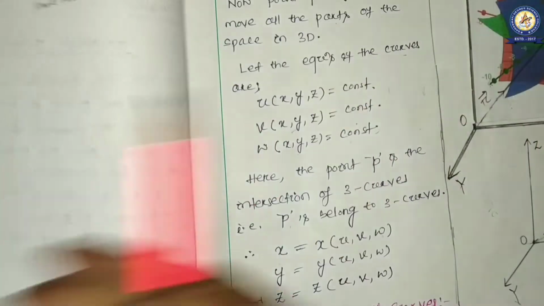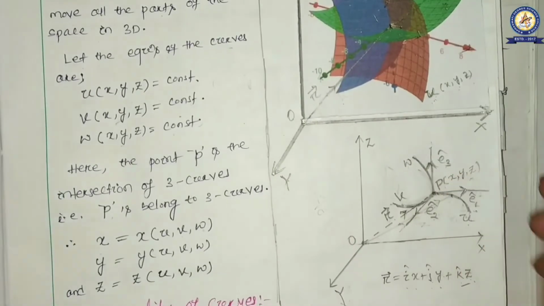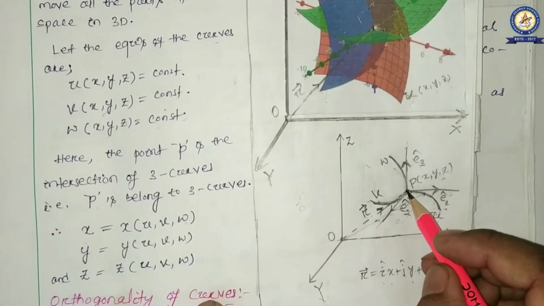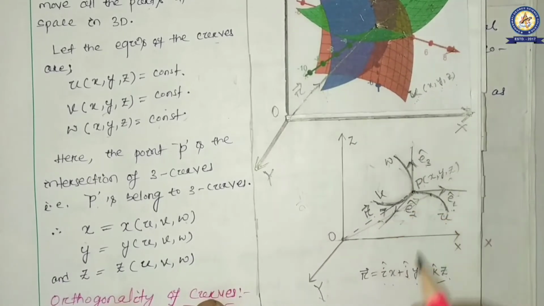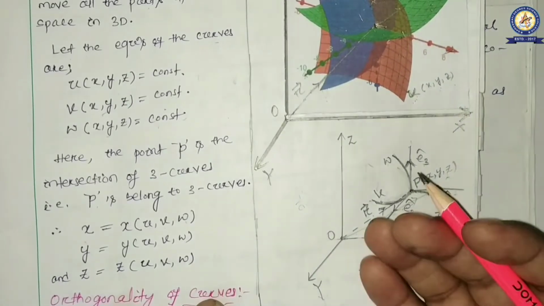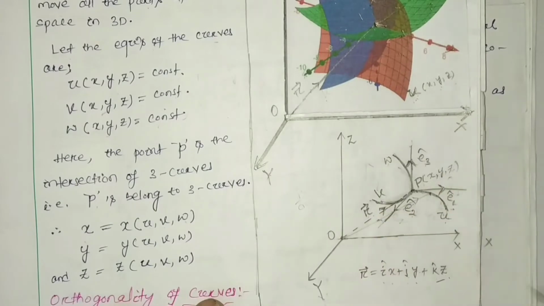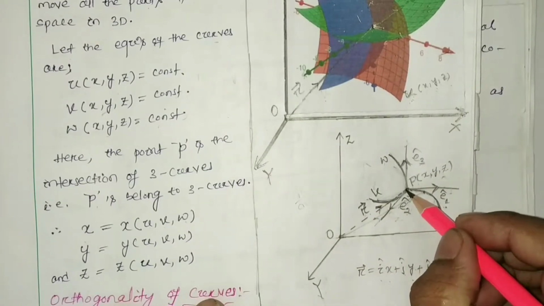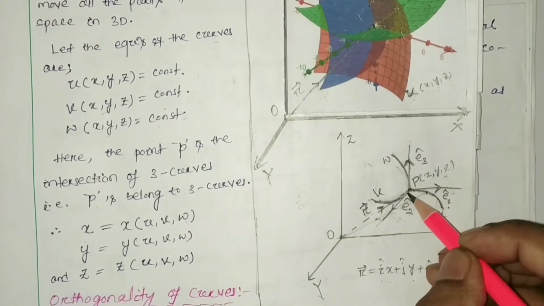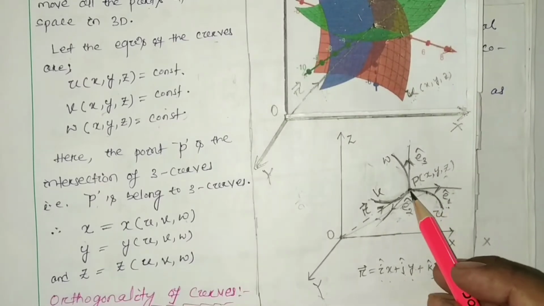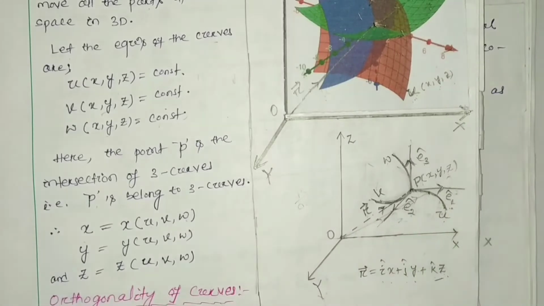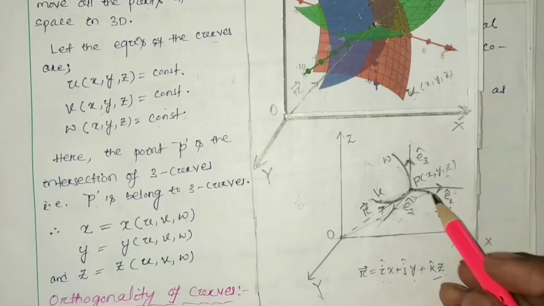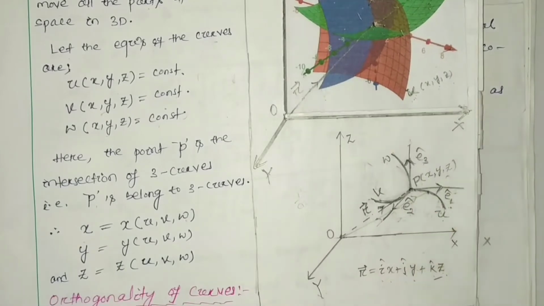Here you can see, if we consider any point P in space, this point P is the intersection of three curves. Whether we consider Cartesian coordinate system, this point will be the intersection of three curves. Spherical polar coordinate is also the same, cylindrical coordinate system also the same. That means three curves are going to intersect with each other at a particular point. I am going to show you.